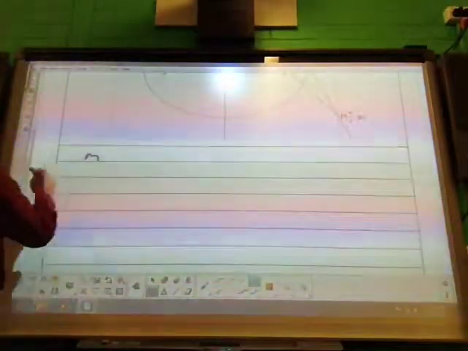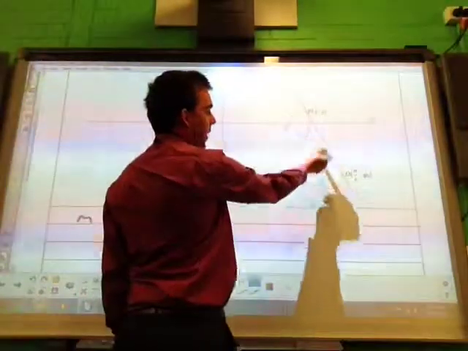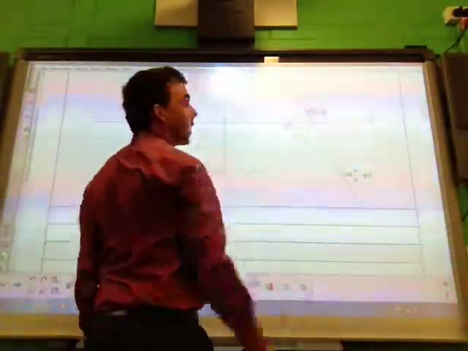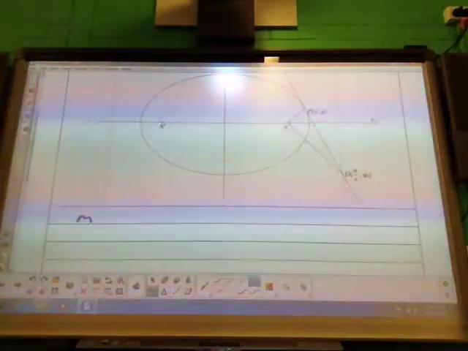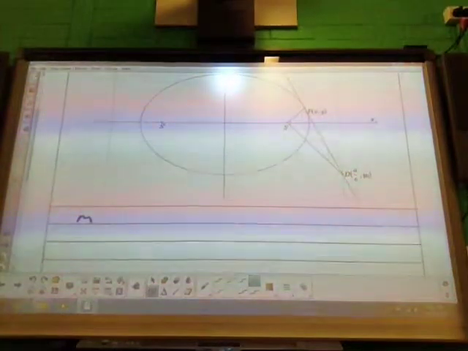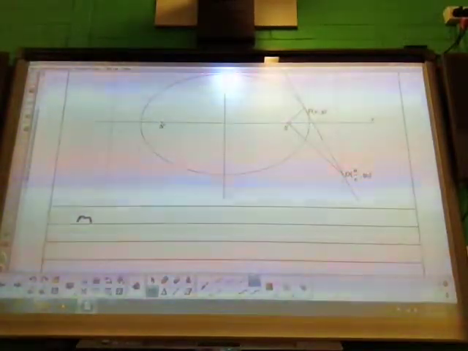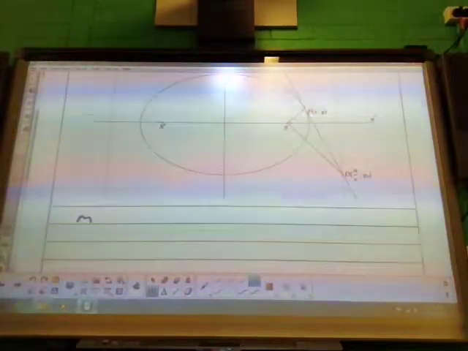Alright, so we want to show that that's 90 degrees. So if I find the gradient of DS, and I find the gradient of PS, and show that it equals -1, then it must be a right angle. Okay, so that's where I'm going now. So the gradient of PS.